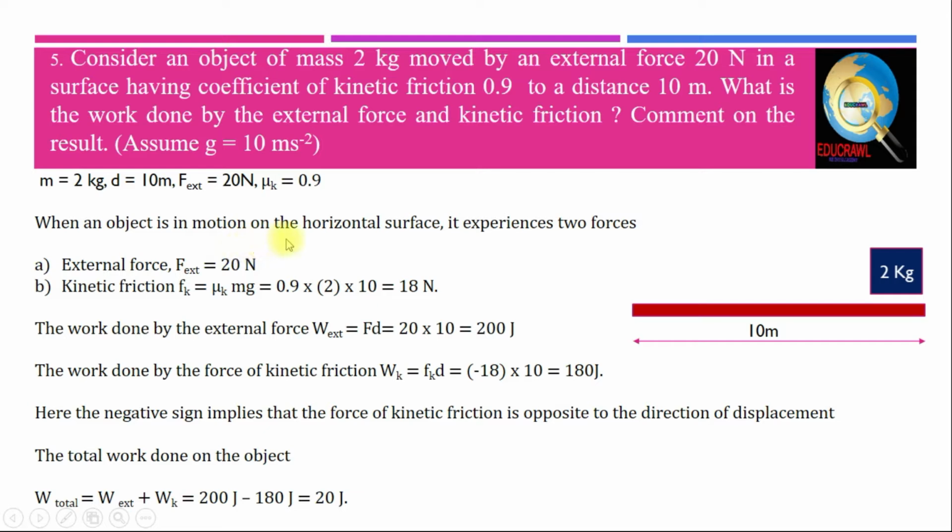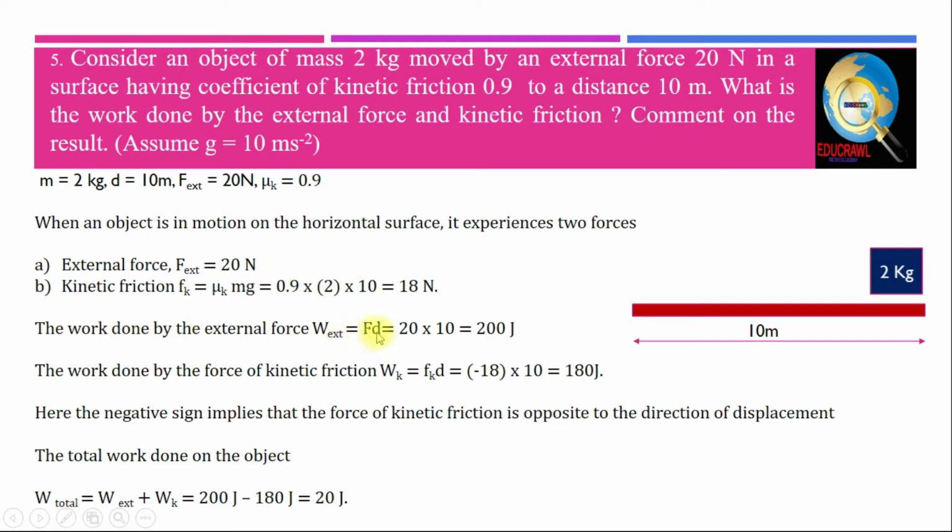So when the object is in movement, it experiences two forces. One is the external force and the other one is the frictional force. Frictional force is given by Fk = mu k into N. The magnitude of N will be equal to mg. So the frictional force is Fk = mu k into mg. Substituting the m value and g value, we get kinetic friction as 18 Newton. The external applied force is 20 Newton. So now you can easily find the work done by the external force.